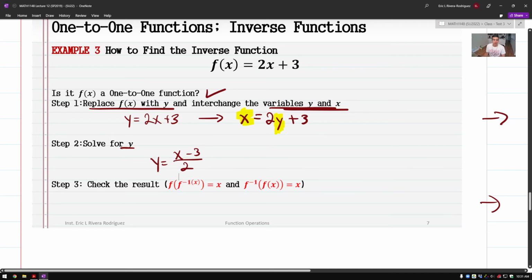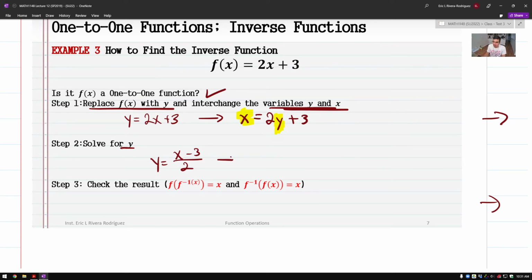An extra step here that you want to do is to change now the y variable to f inverse of x. That is the proper notation of the inverse of f. Okay, f inverse of x. So that's number 2.